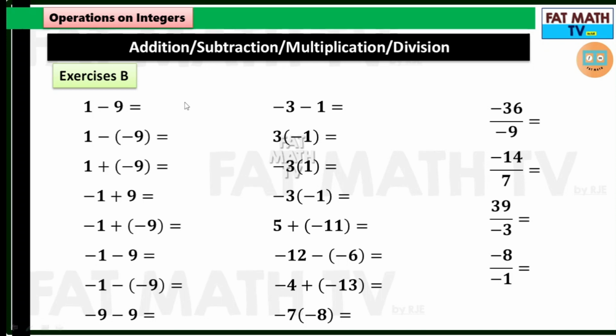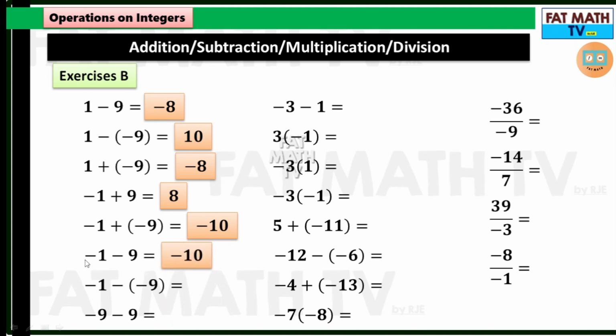Okay, let's check. Get ready with your ball pen and check your answers. 1 minus 9 is negative 8. 1 minus negative 9 is 10. 1 plus negative 9 is negative 8. Negative 1 plus 9 is 8. Negative 1 plus negative 9 is negative 10. Negative 1 minus positive 9 is negative 10. Negative 1 minus negative 9 is positive 8.